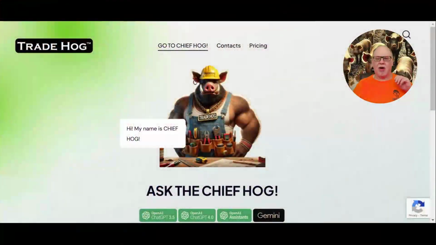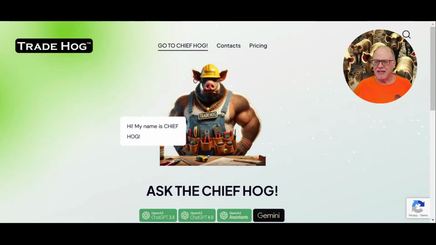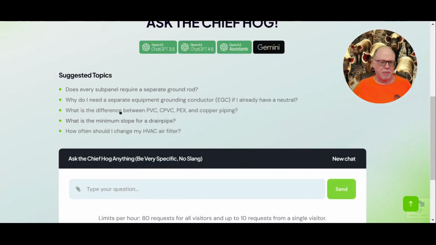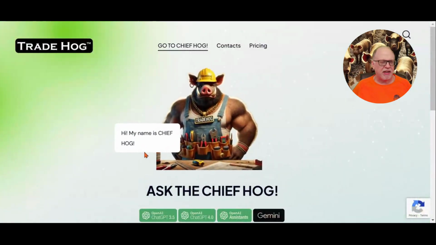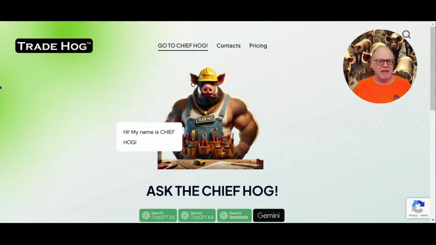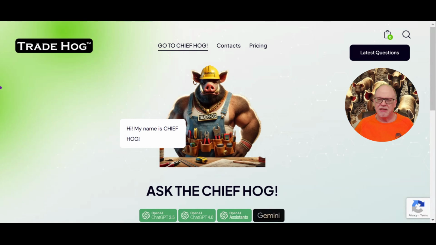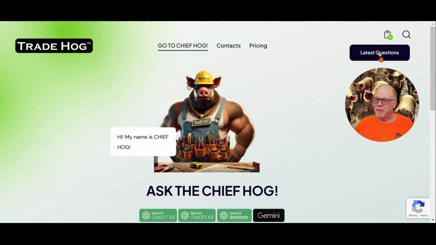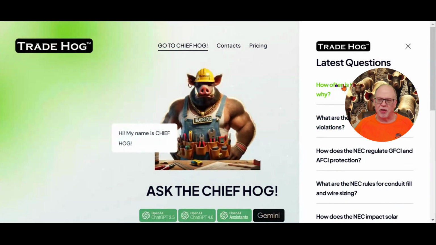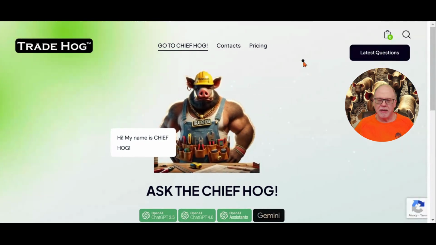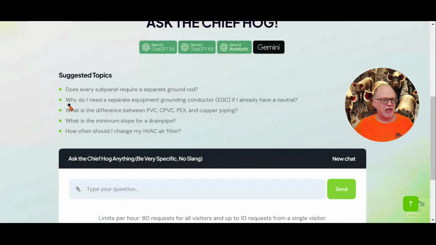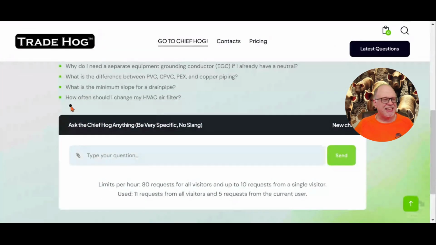So here is the hog. Y'all are all familiar with it, TradeHog.net. Here's Chief Hog. He's waiting for your question. We got some suggestions here that you can punch in. If you push one of these, it just puts it down here. It's the same thing over here. Well, you can't see it behind me, so I'll move real quick. There we go. If you click this right here, it will bring up some common questions, and you can click on those, and it'll propagate it for you. But today we're going to be testing out the hog, and we're going to see how it does with the NIKA questions.